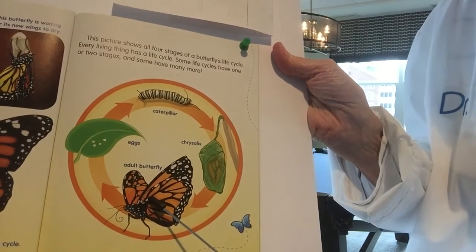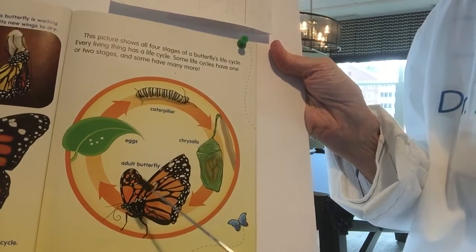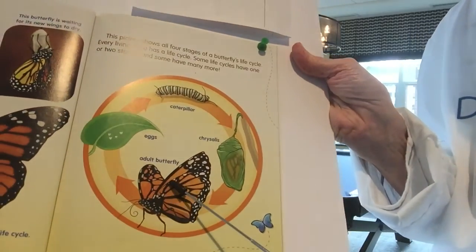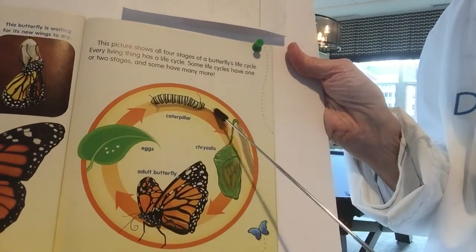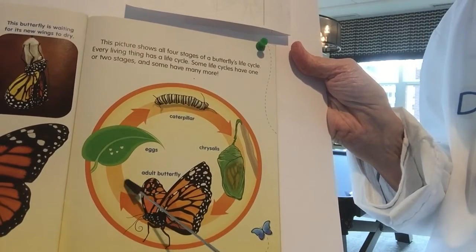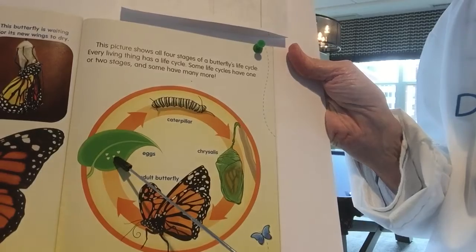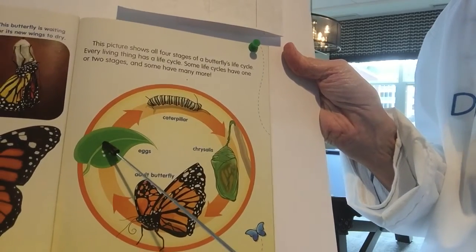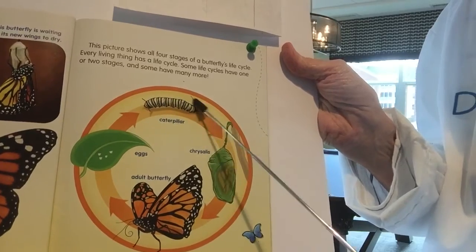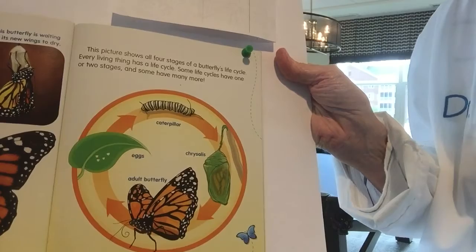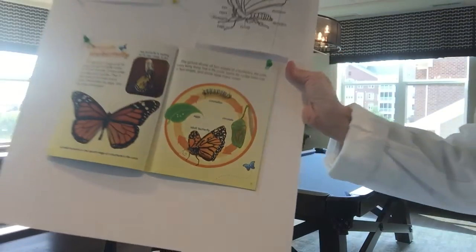Isn't that amazing? That caterpillar doesn't look anything like that butterfly, yet that's what it turns into. And then the mother butterflies will eventually lay eggs again, and the butterfly will die, but the life cycle continues with those new eggs that she has created. Isn't that wonderful?